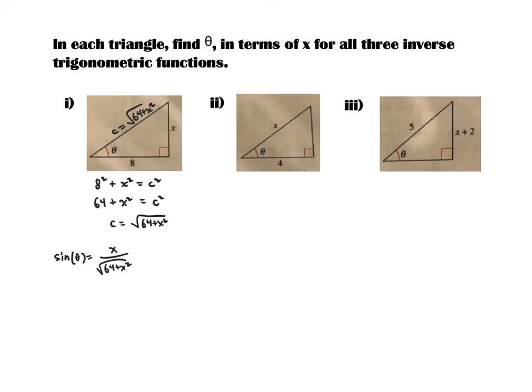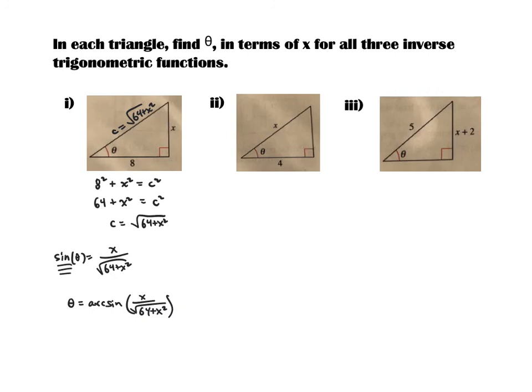Now we want to write a function for theta in terms of x. So we want to isolate theta. What that means is that I'm going to use the following. To undo a sine function, I'm going to take the arc sine or inverse sine of the other side. That isolates theta in terms of x for an inverse trigonometric function.